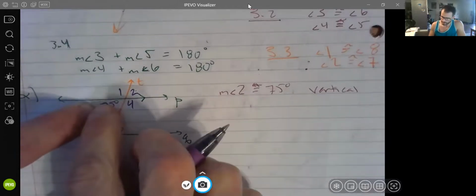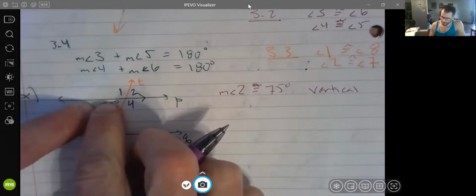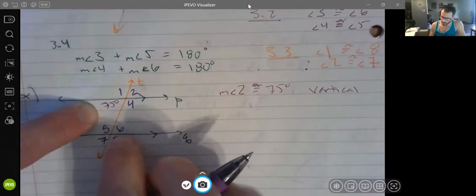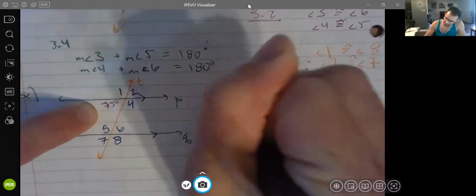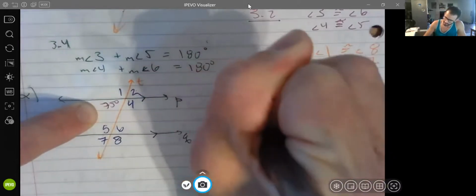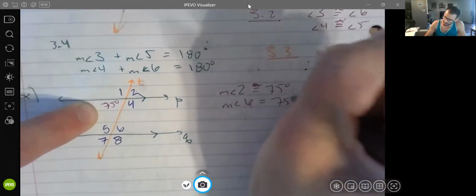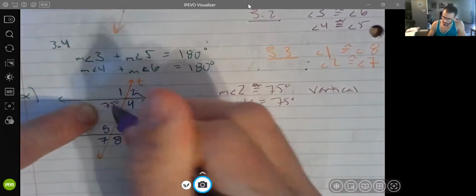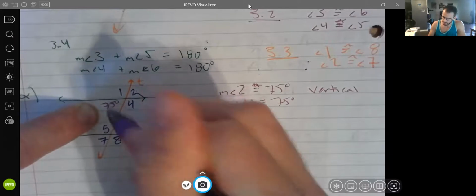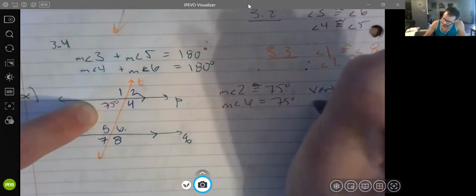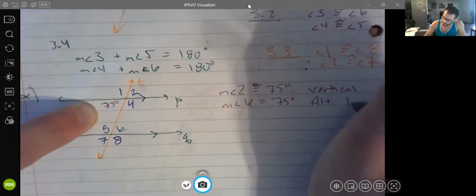All right, 75, and let's do angle 6. Measure of angle 6 is equal to 75 degrees. What would the theorem be? This would be alternate, because I'm going from left to right, alternate inside, interior. So I'm going to write alt, int.